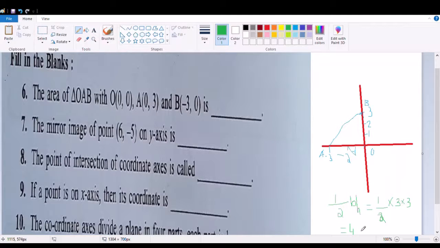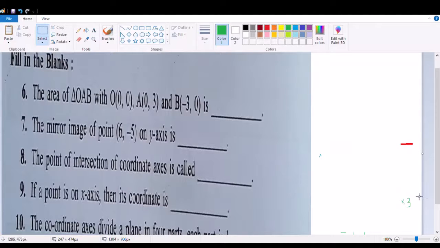4.5 units square is our answer. So this way we are finding the area of a triangle whose coordinates are given. Next, we will move to the next question. Next question is what the mirror image, is it?